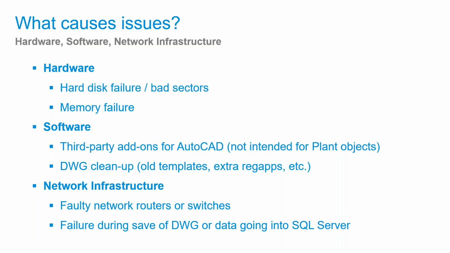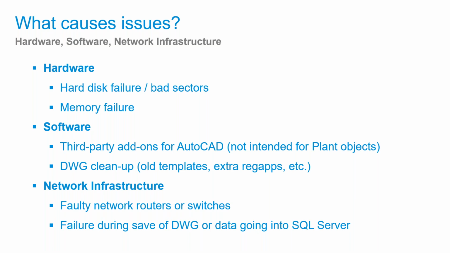And then going into some of the causes, what are some of the root causes we've seen for these issues? With hardware, for example, if you've got a SQLite project on your local machine, you may have a hard disk going out or bad sectors, things like that. Memory issues can cause crashes or corruption. And then with software, in rare occasions we've seen third-party add-ons and tools that are made for AutoCAD but not specifically for Plant 3D. They mess with those native plant objects and cause some corruption. And then old project templates, we've seen problems with those too.